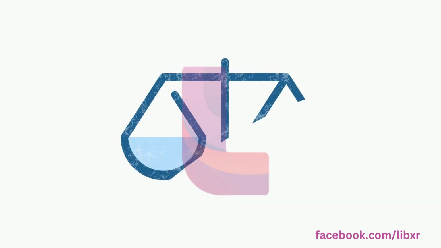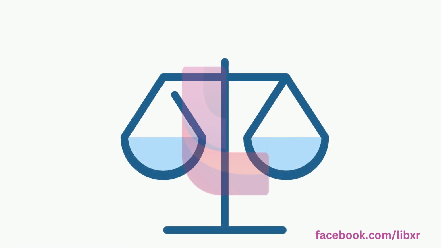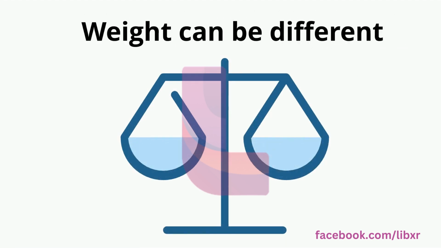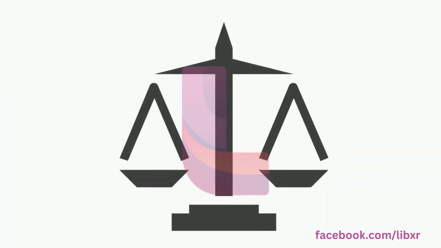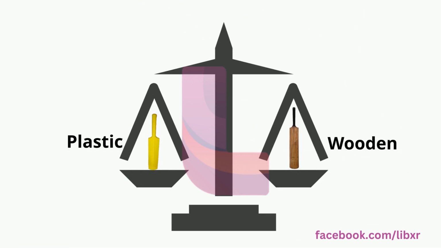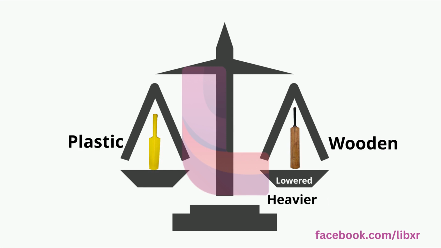Two objects can have the same size, but their weight can be different. For instance, let's put a plastic cricket bat in the left pan of the scale and a wooden cricket bat in the right pan. You see, the right pan is lowered, so we know that the wooden bat is heavier than the plastic bat, although they have the same size.